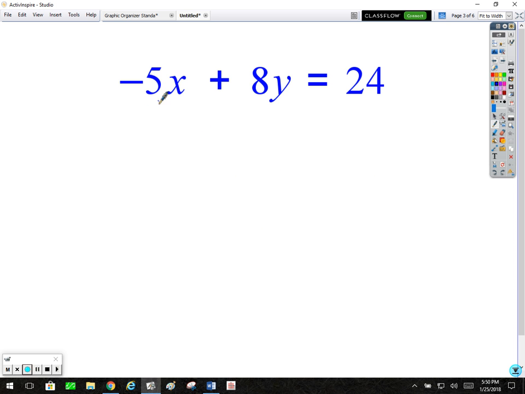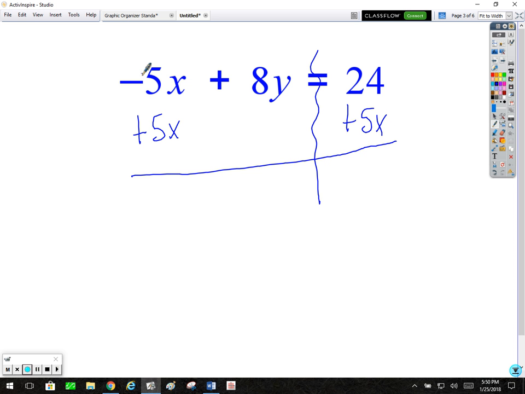This time I have a negative x, but I have a positive y. So let's see what we're going to do here. Again, we're going to take the additive inverse. The opposite of minus 5x is plus 5x, so we're going to do it to both sides of the equation. I'm going to cross that out and bring down the 8y.